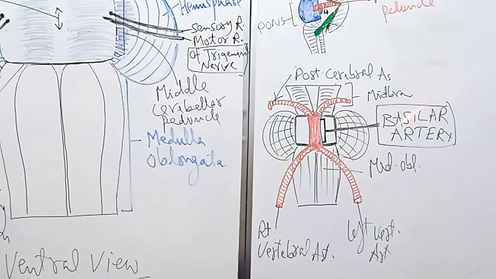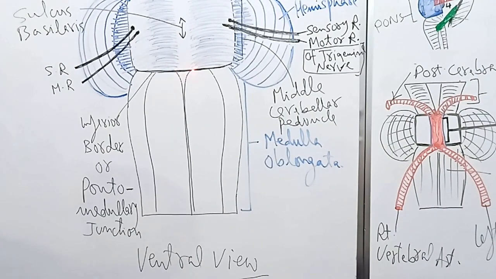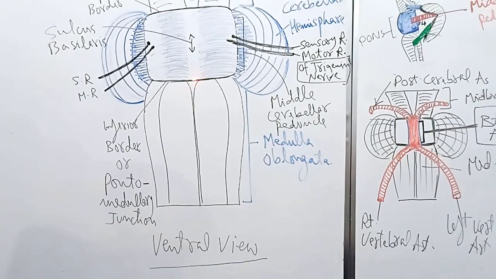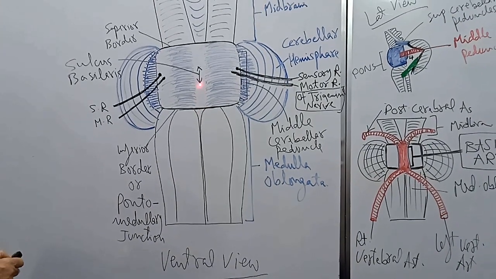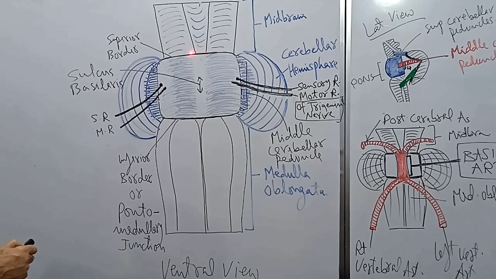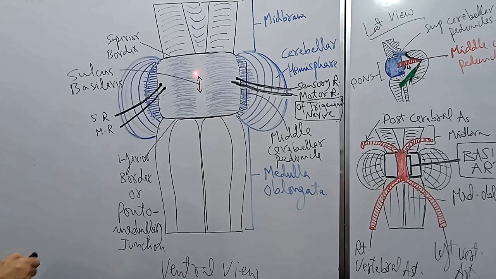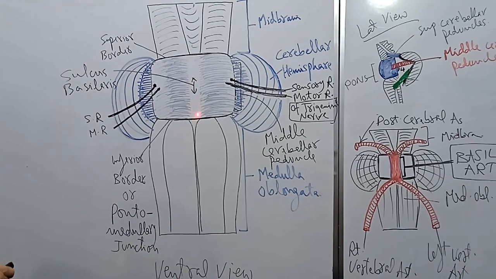Now in this way you can see here the basilar artery starts. The right and left vertebral arteries join here at the lower part of the pons to form the basilar artery, and this basilar artery ascends over the middle of the anterior surface of the pons. When it reaches the upper border, it ends by dividing into right and left posterior cerebral arteries. This sulcus basilaris is a shallow groove caused by the basilar artery. This is why it is known as the sulcus basilaris.